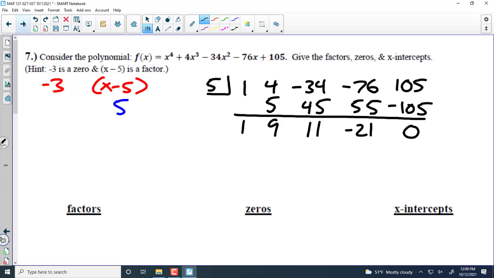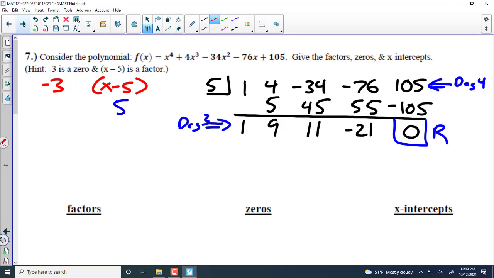Now, of course, if you did it with -3, you're not going to get this answer. But as I said, after you do them both, you will get to the same place. Please remember, the original up here was degree 4. That means this is a degree 3, and this right here is the remainder.